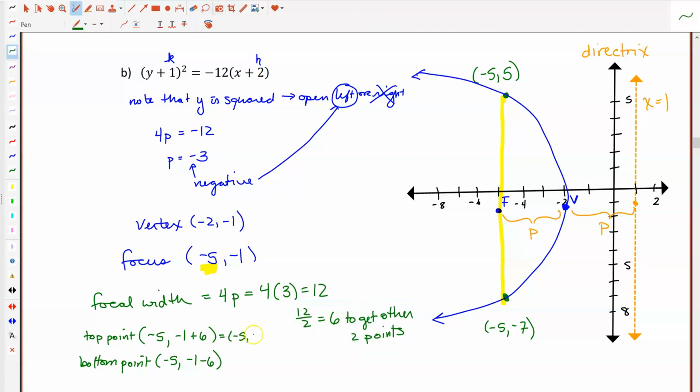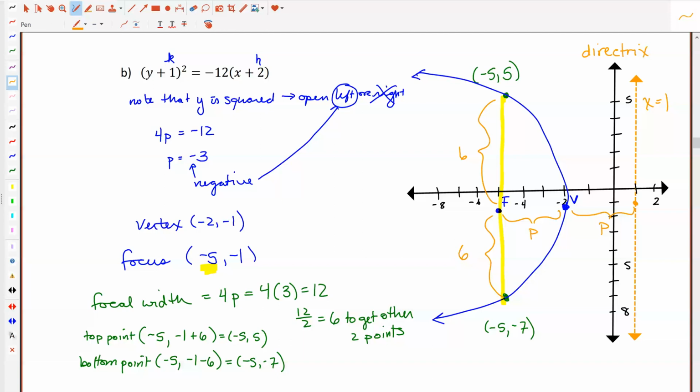Alright, so that's where you'd end up: -5, 5, and -5, -7. The diagram helps me visualize what's going on, so I don't have to memorize a bunch of stuff. I can just reason through how this thing has to open and where all the other points need to be in relationship to what I already have plotted. Maybe the last piece of information I'll put on here is where this came from: the focal length is 12, so the distance from the focus to the top point was 6, and the distance from the focus to that bottom point was also 6.